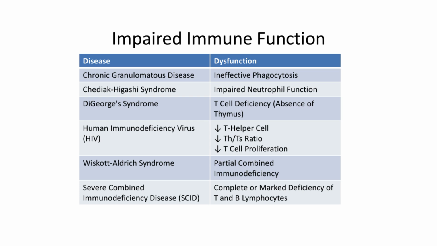DiGeorge syndrome involves T-cell deficiency due to the absence of the thymus, which severely weakens adaptive immunity. Human immunodeficiency virus, HIV, lowers T helper cell counts, decreases the helper to suppressor cell ratio, and reduces T-cell proliferation, leading to progressive immune suppression. Wiskott-Aldrich syndrome presents as a partial combined immunodeficiency, impacting both T and B cells. Severe combined immunodeficiency disease, SCID, is the most severe, with a complete or marked deficiency of both T and B lymphocytes, leaving the patient highly susceptible to infections.